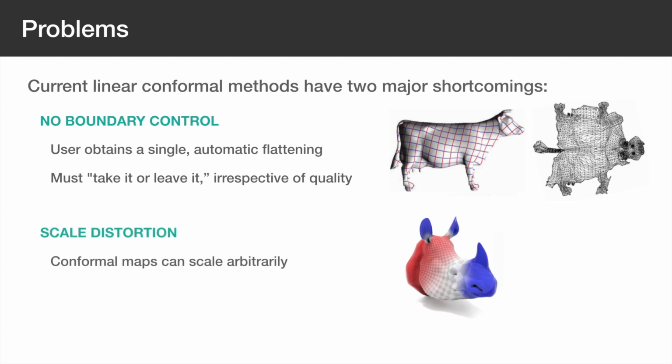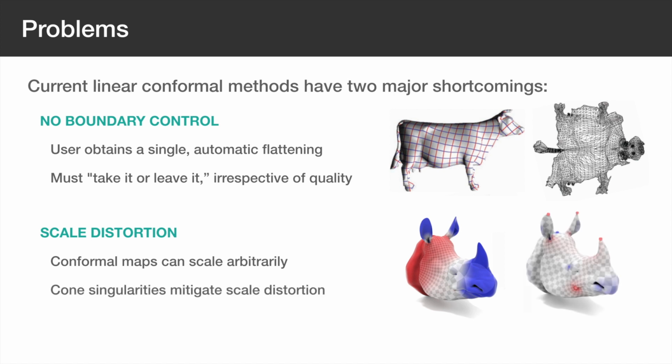Second, conformal flattenings can exhibit significant scale distortion. To deal with this, the method of cone singularities has recently become popular. In fact, a recent work by Solomon and colleagues builds off some of the mathematics presented in this work to now solve this problem optimally.